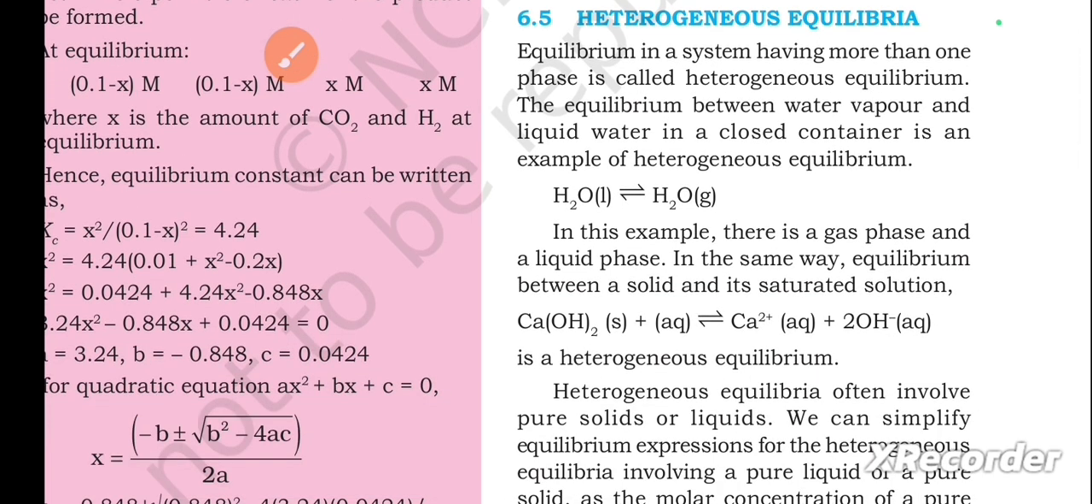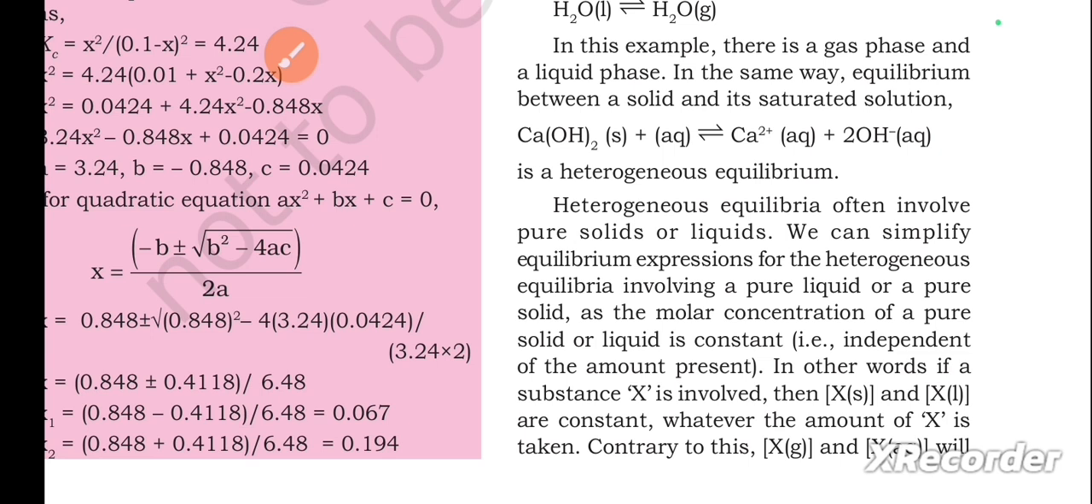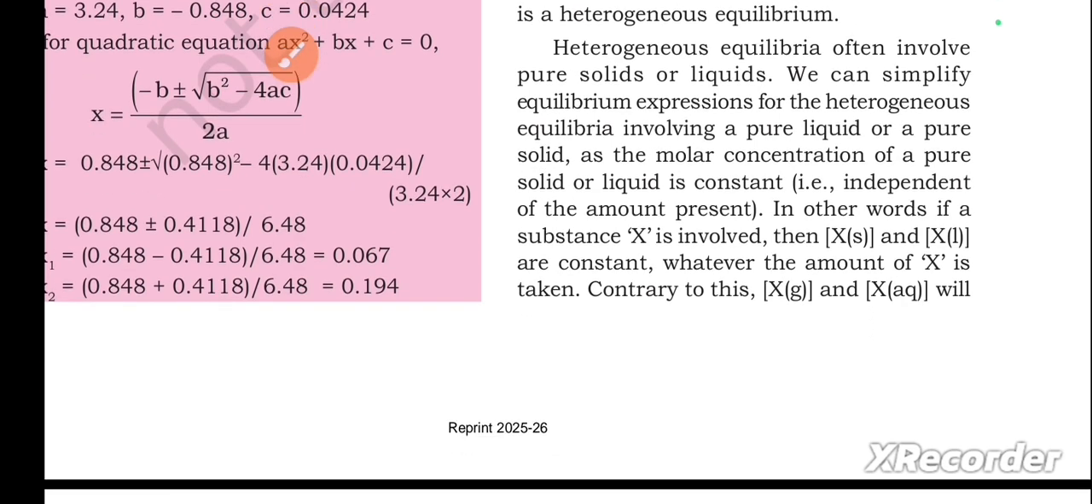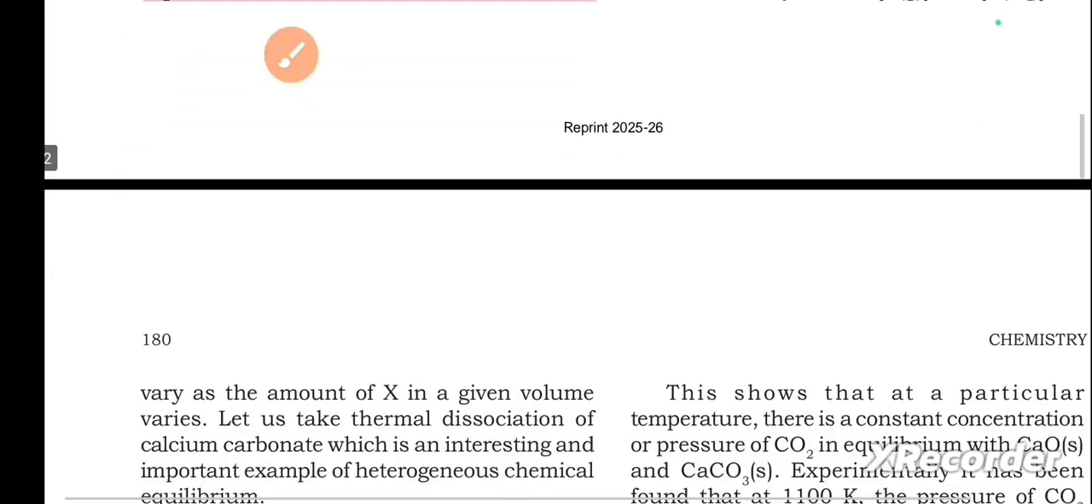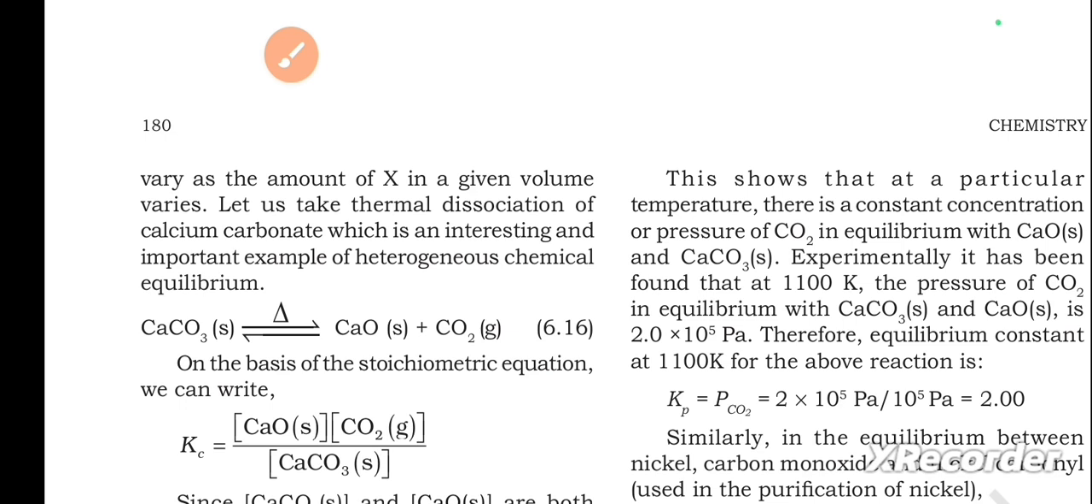In the same way, equilibrium between a solid and its saturated solution is a heterogeneous equilibrium. Heterogeneous equilibria often involve pure solids or liquids. We can simplify equilibrium expressions for heterogeneous equilibria involving a pure liquid or a pure solid, as the molar concentration of a pure solid or liquid is constant. In other words, if the substance X is involved, then X(s) and X(l) are constant, whatever the amount of X taken. Contrary to this, X(g) and X(aq) will vary as the amount of X in a given volume varies.